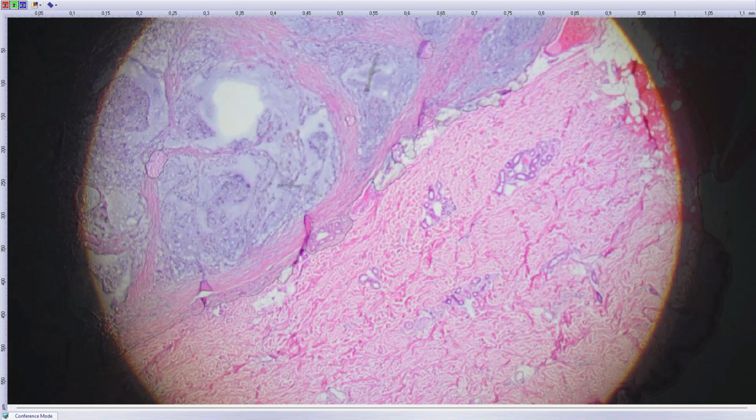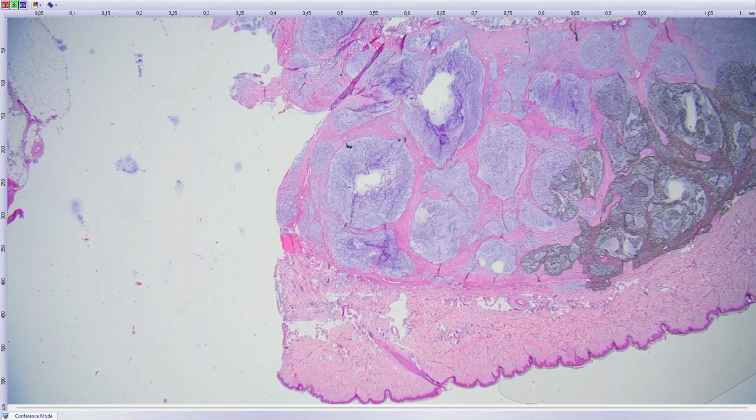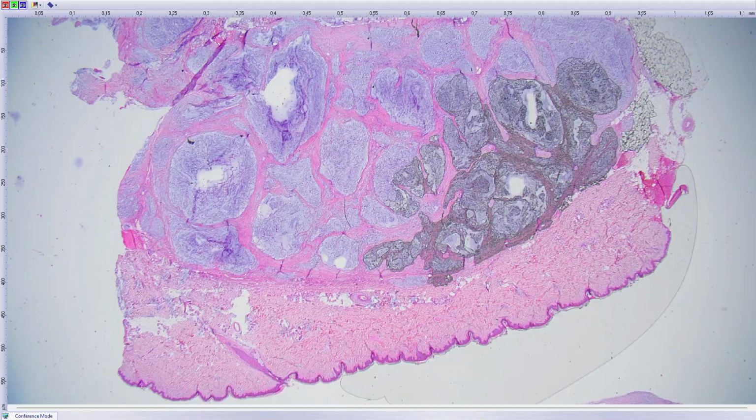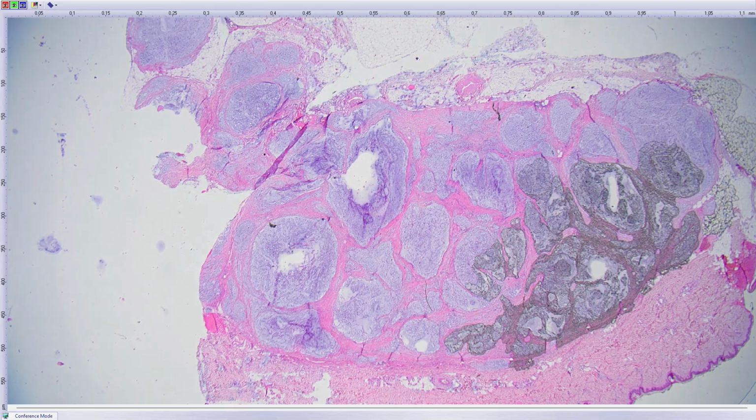Okay, next case was an adult patient with a tumor on the fingers. Don't remember the exact age. I didn't write it down, but adult patient. So let's start on scanning magnification. You can see this is a dermal-based neoplasm, multinodular, and myxoid.